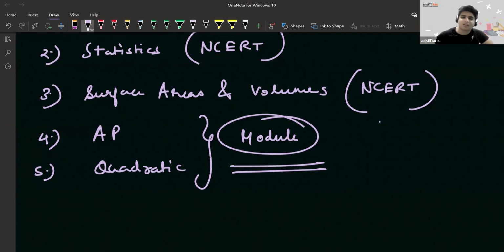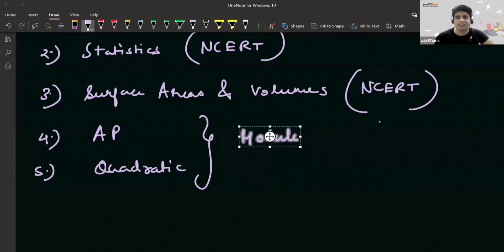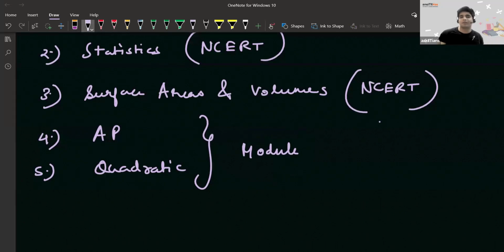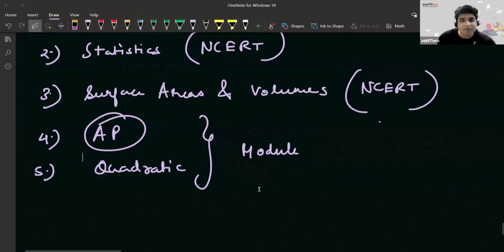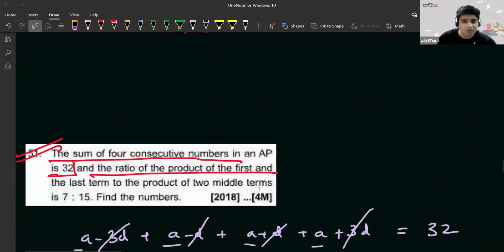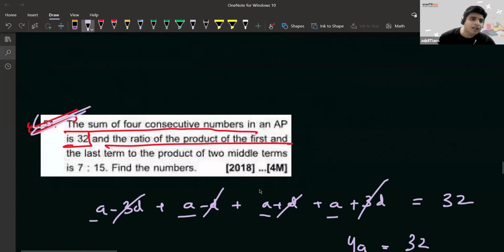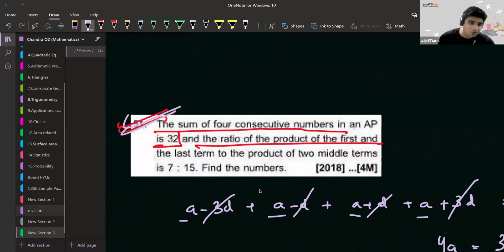Quadratic, so NCERT is also enough? No, don't do the NCERT. NCERT will be less. Okay. So do the module, everyone. Okay. And I promise to you, yes, this question is given in a different format in the module. Let me show it to you. This question that we just did, everyone, it is given in a different format in the module. Let me show it to you.